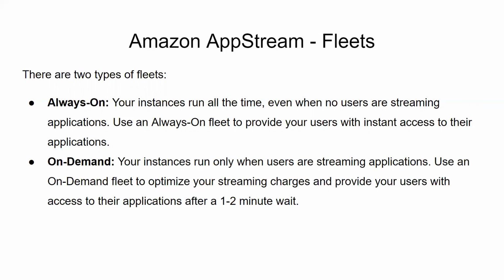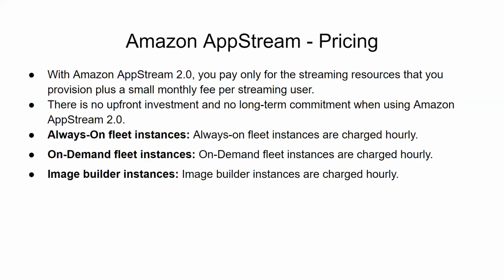But with on-demand instances, a user has to wait at least 1 or 2 minutes in order to access the instance, but ultimately they will be able to resume from the place that they stopped. And in regards to the pricing of Amazon AppStream, for always-on instances, it's charged on an hourly basis. For on-demand fleet instances, again, it's charged on an hourly basis. Even for image builder instances, it's charged on an hourly basis. There is no upfront commitment. There is no long-term commitment when it comes to Amazon AppStream 2.0.